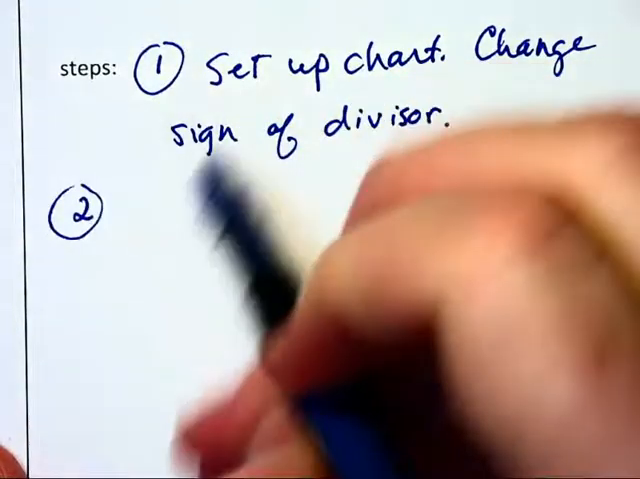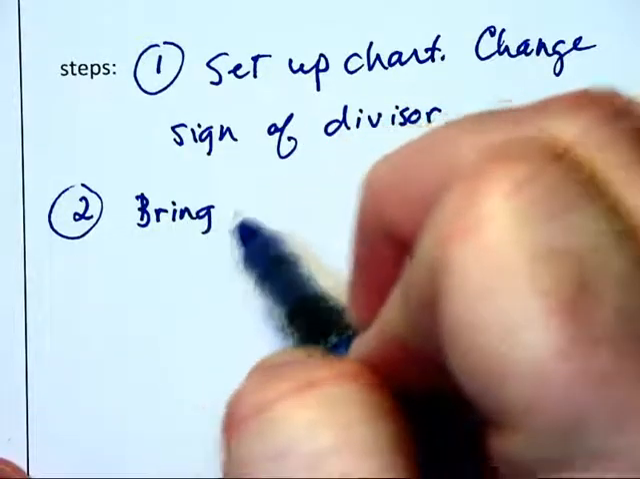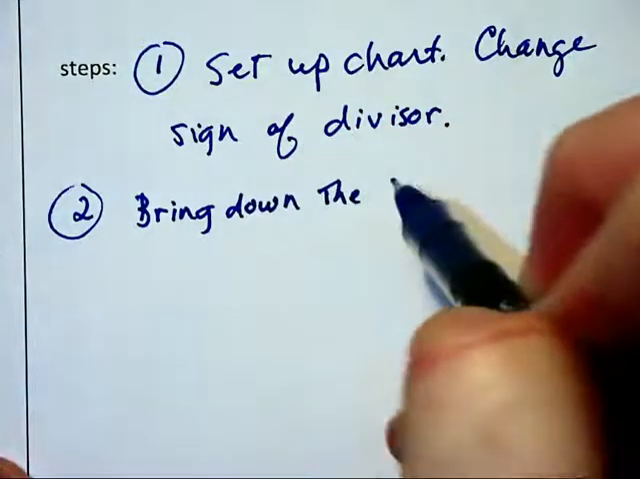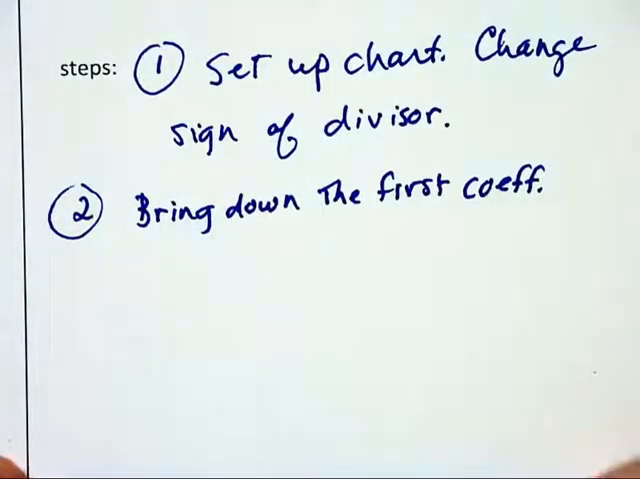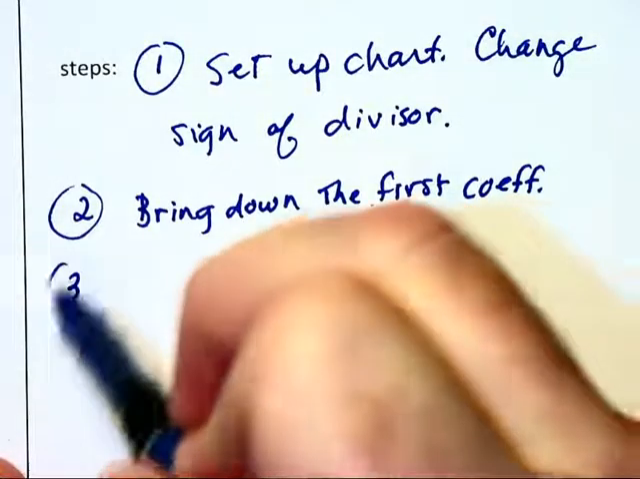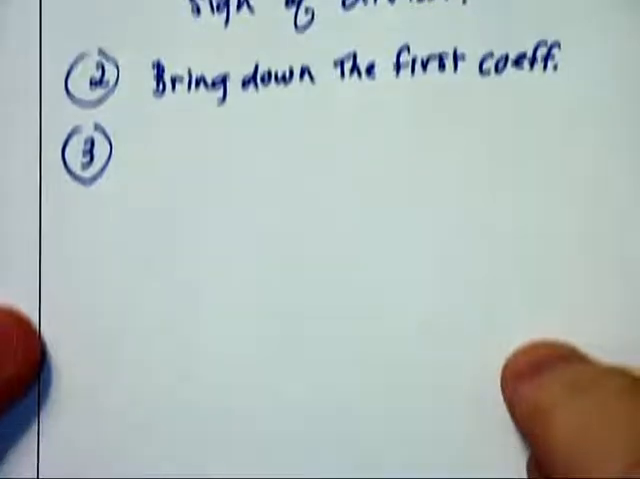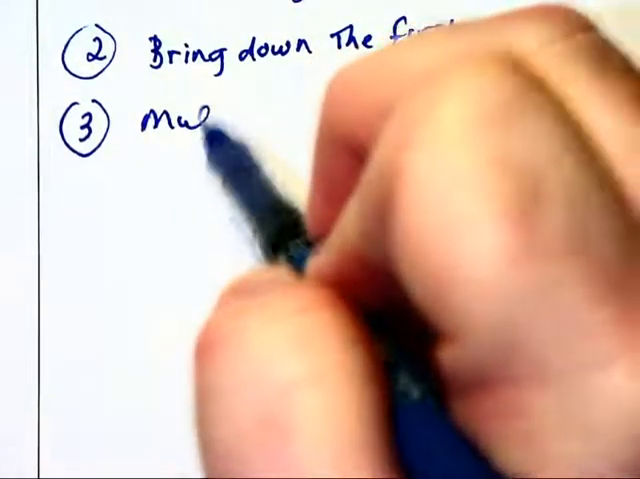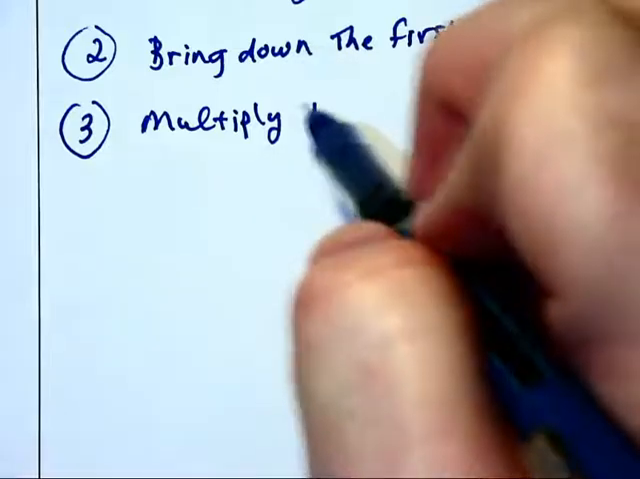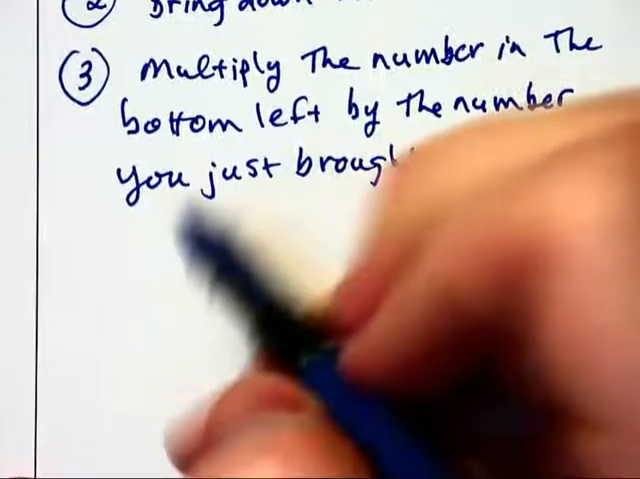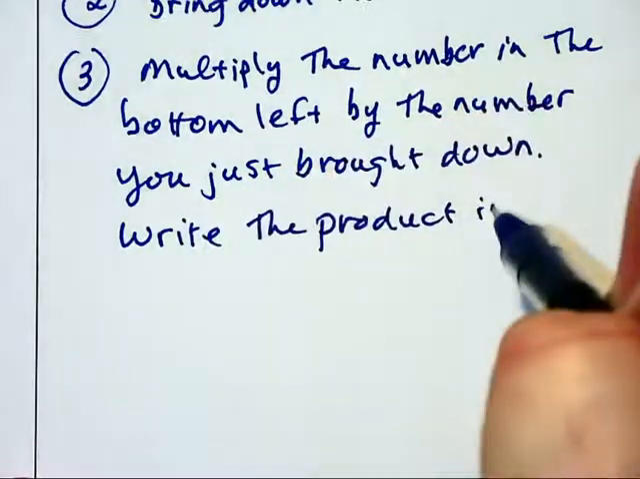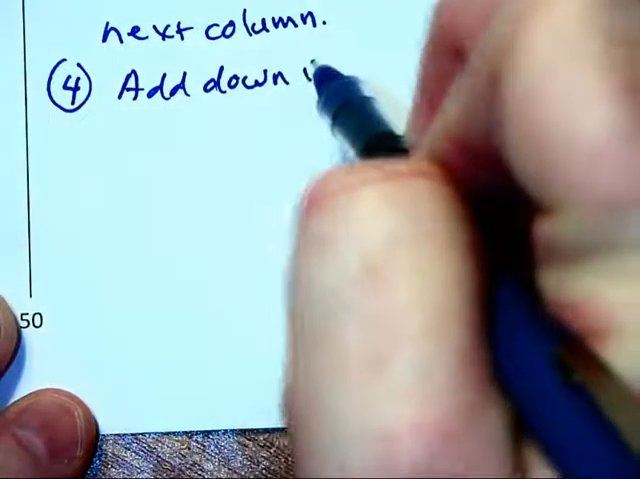Step 2, bring down the first coefficient. Now up above, what I had done is I brought down the leading 1 on that top row. So I did that there. Step number 3, that's where we began this multiply and add process. So multiply the number in the bottom left by the number you just brought down. Finally, I'd like you to write the product in the next column.